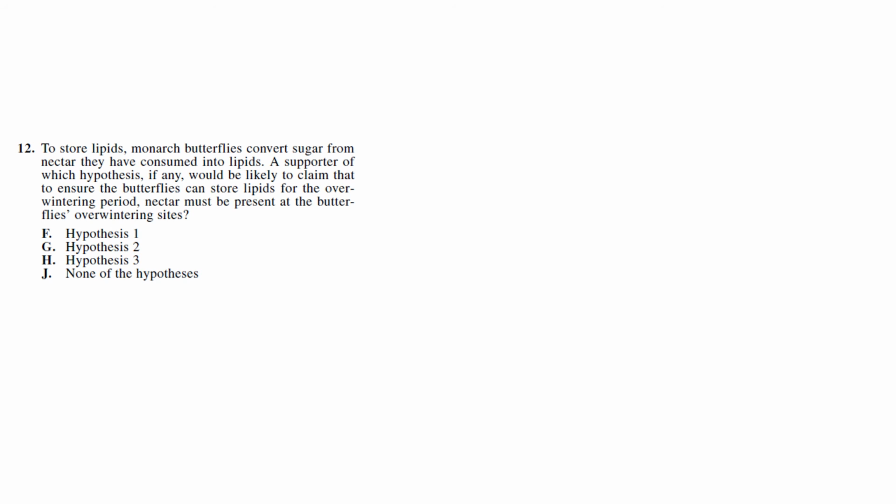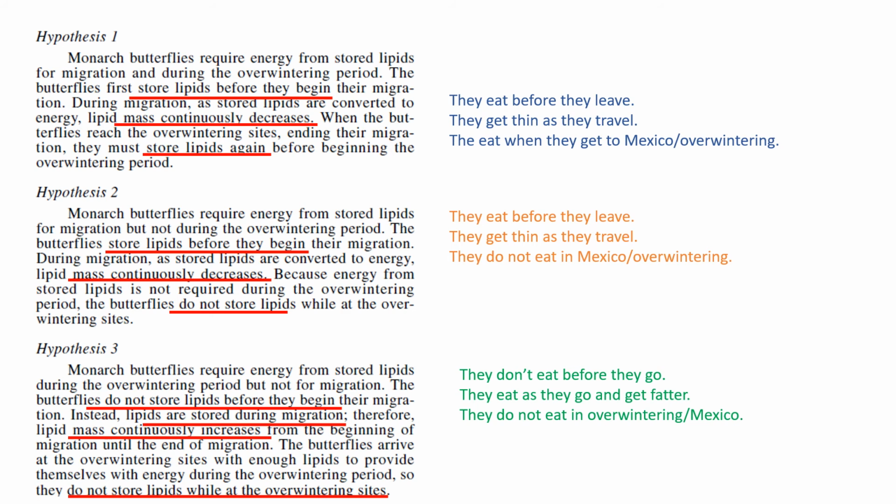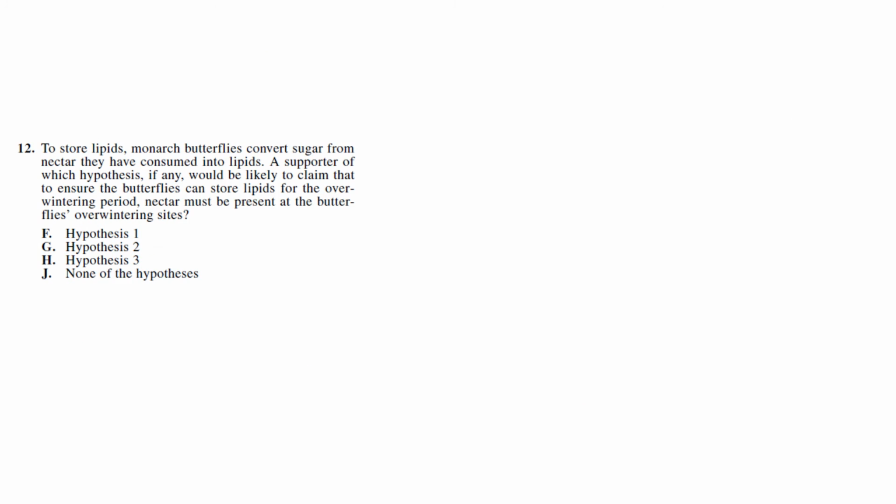To store lipids, monarch butterflies convert sugar from nectar they have consumed into lipids. A supporter of which hypotheses, if any, would be likely to claim that to ensure the butterfly can store lipids for overwintering, nectar must be present at the butterfly's overwintering site? So which ones eat when they get there? Right? The one that eats when they get there is hypothesis 1. All the others do not eat. So it has to be hypothesis 1.